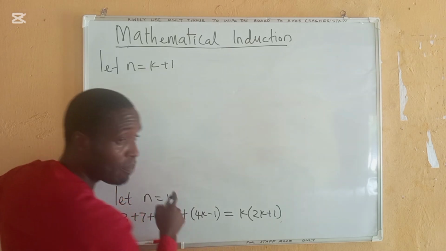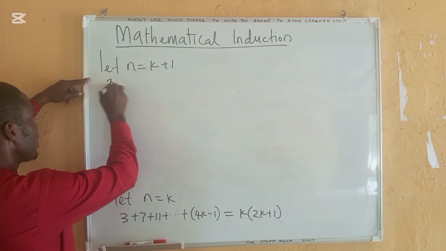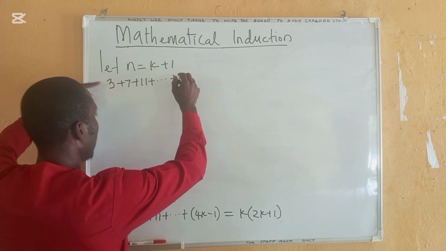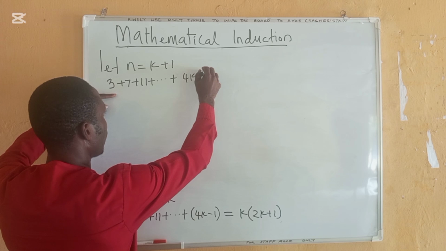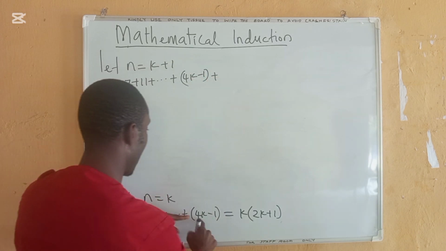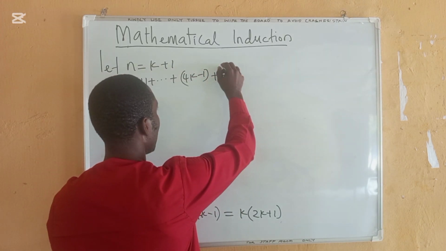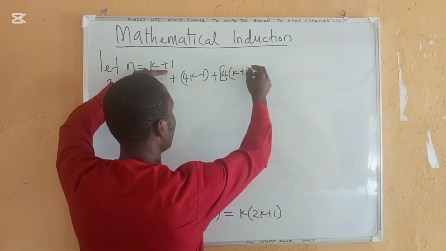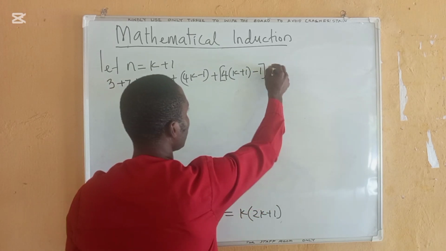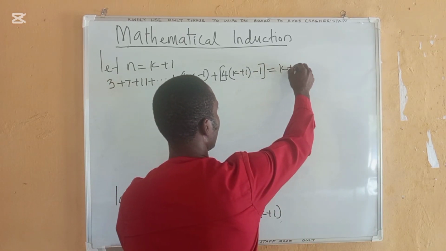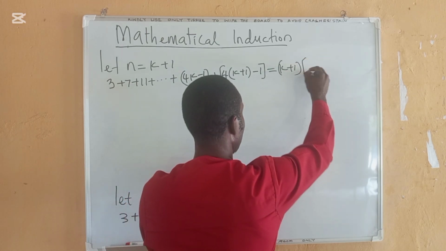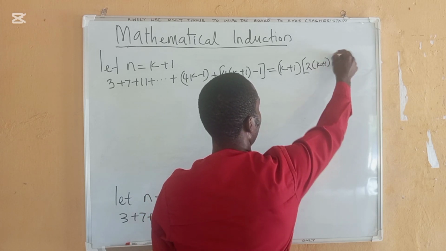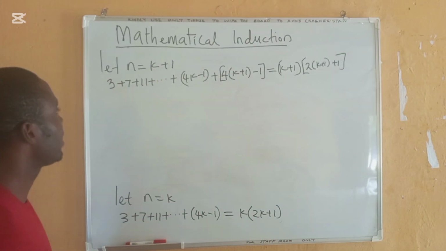So if n is equal to k plus 1, we are going to have 3 plus 7 plus 11 plus dot dot dot plus 4k minus 1, plus we now have 4 into k plus 1, then minus 1. All of this is equal to k plus 1 into 2 into k plus 1 plus 1. We have replaced k by k plus 1.